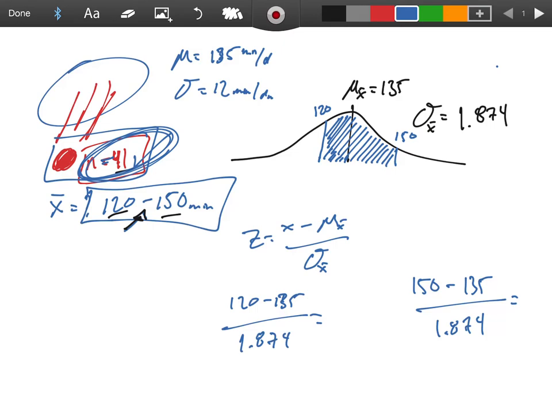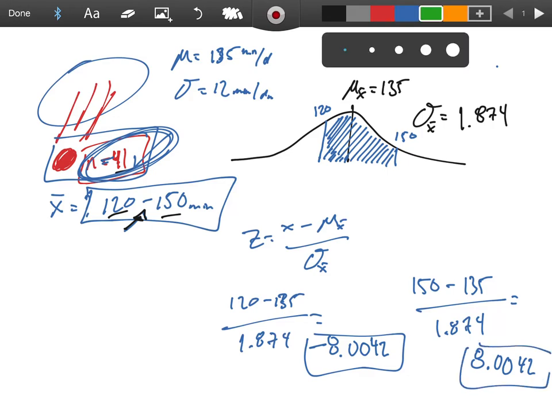Minus 135 divided by 1.874. Okay, so this, that's huge. Oh, I picked bad numbers. This is going to be minus 8.0042 as a z-score. That's not good. Okay, let's look at the other one. 150 minus 135 divided by 1.874. Oh, this is going to be bad too. And so this is 8.0042. Okay. Now, let me try and explain to you why these numbers are the worst numbers ever.